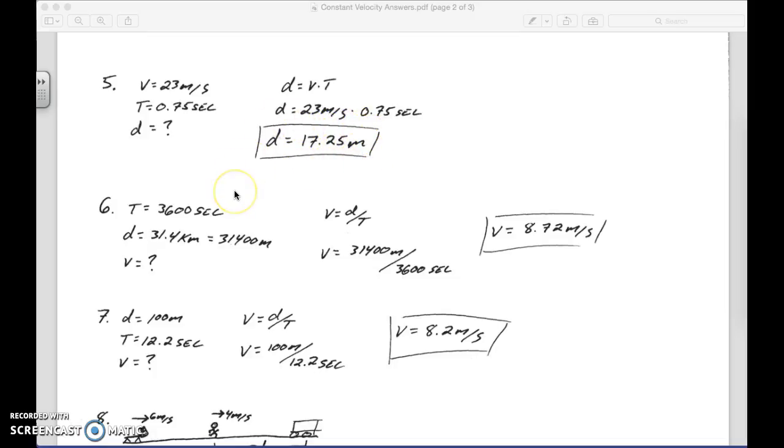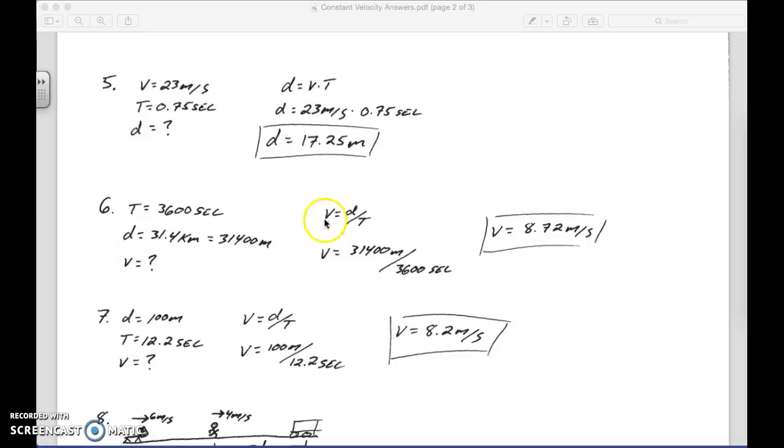Number 6, you are riding your bicycle down the road for 1 hour, which is 3,600 seconds. After an hour, you check your GPS and realize you've traveled 31.4 kilometers, or 31,400 meters. The question is, how fast have you been going? What's your average speed over this length of time?